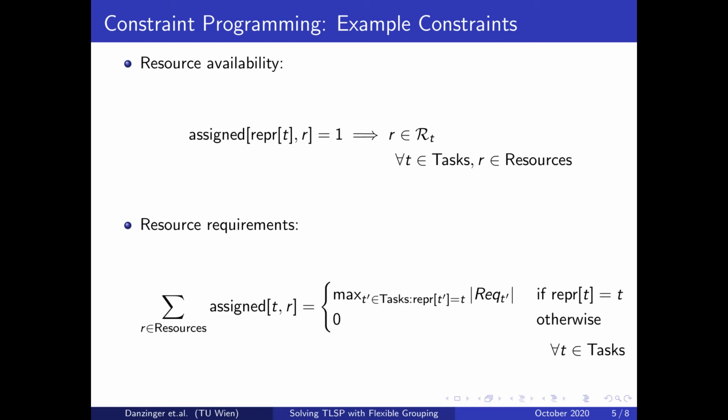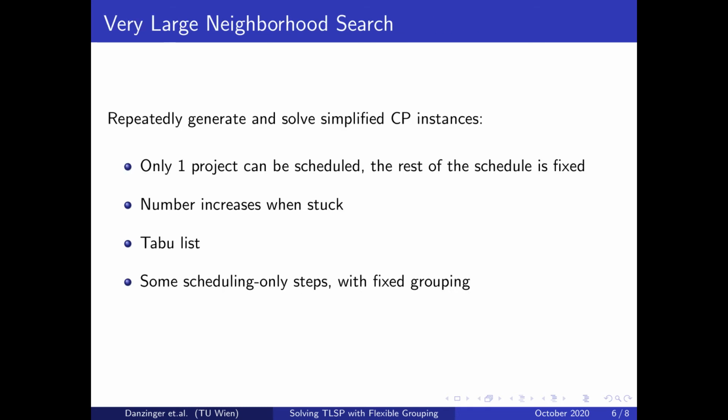While the CP model does find valid schedules for most of our test instances, finding good solutions is best left to another approach. In addition to the CP model, we also developed a very large neighborhood search algorithm. This algorithm takes an existing schedule and repeatedly tries to improve it by generating and solving simple CP instances.